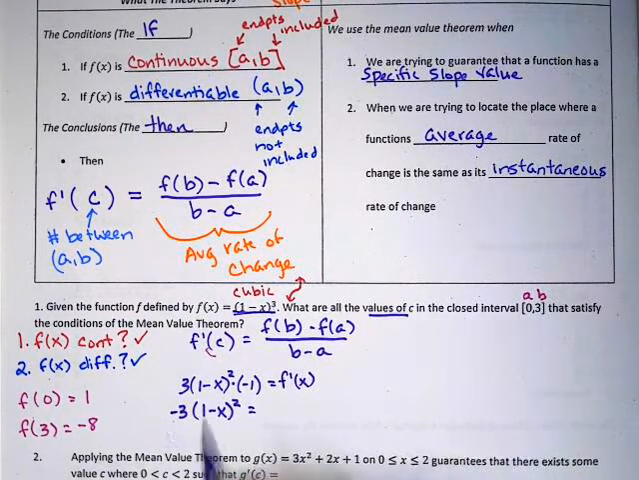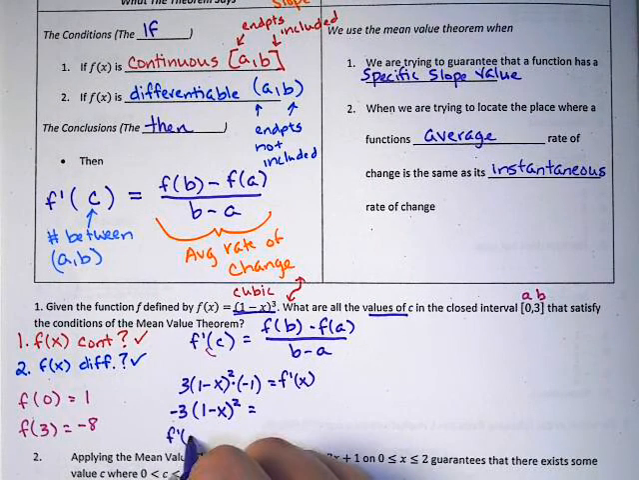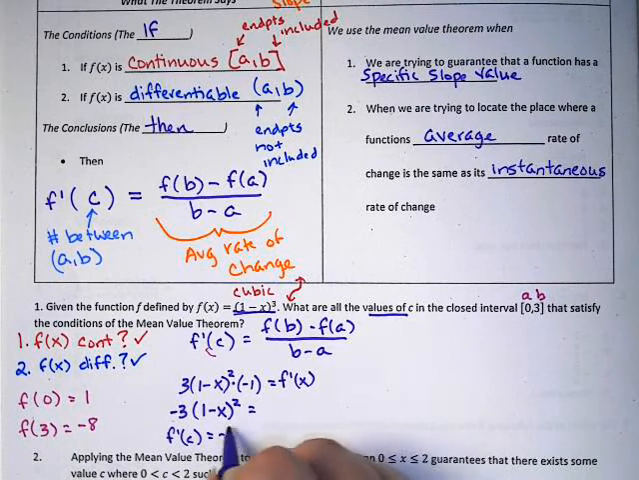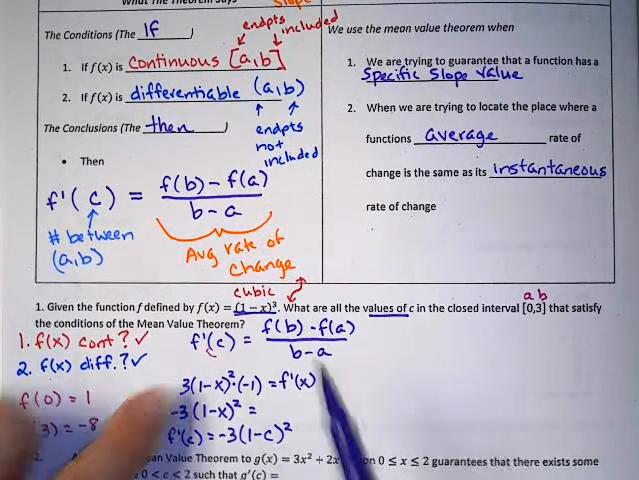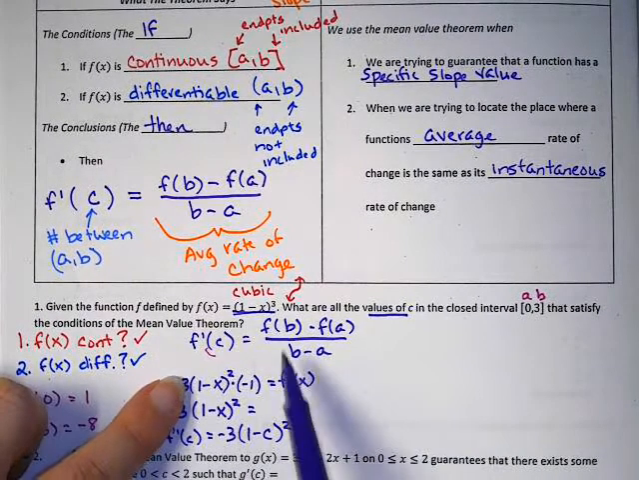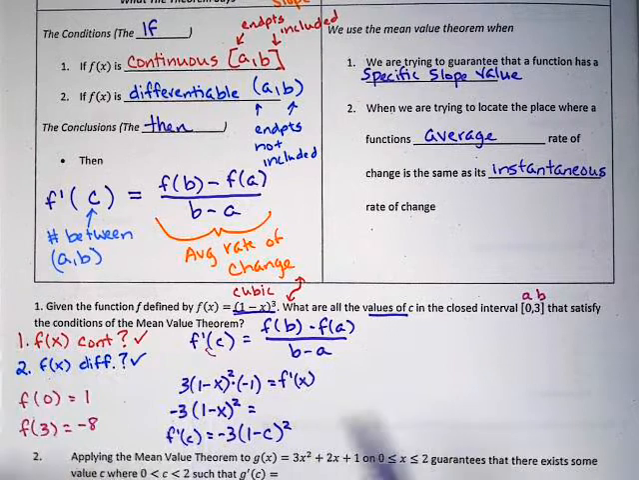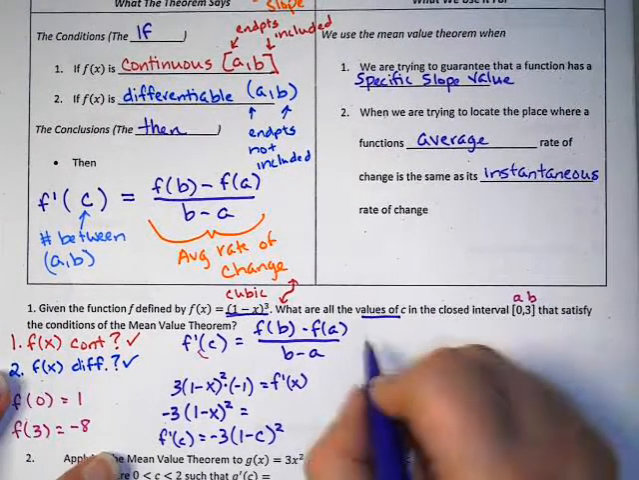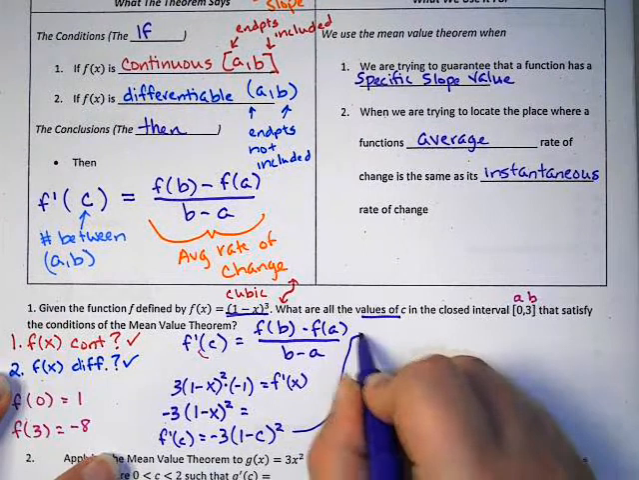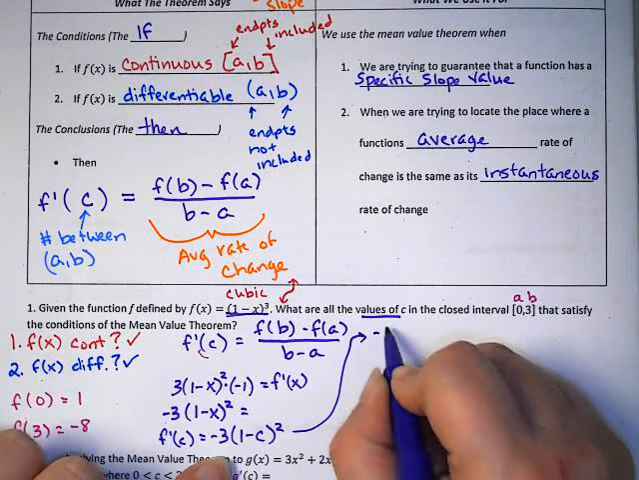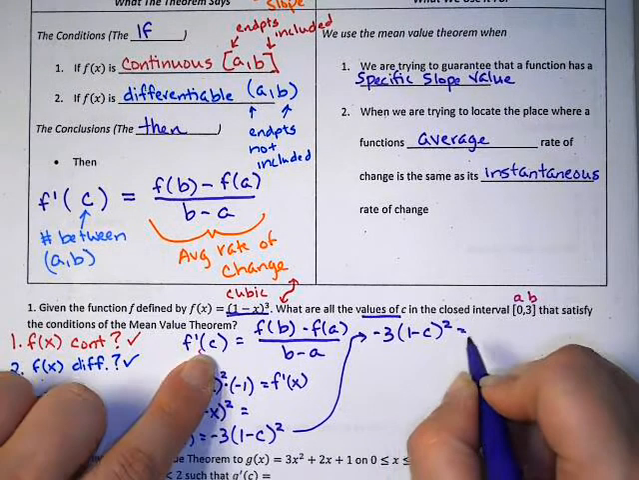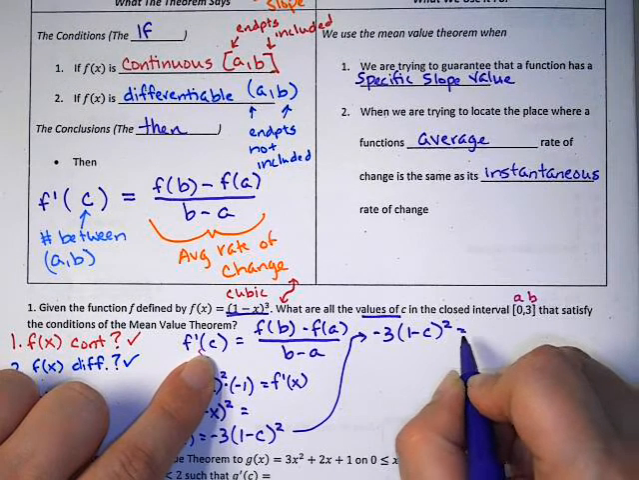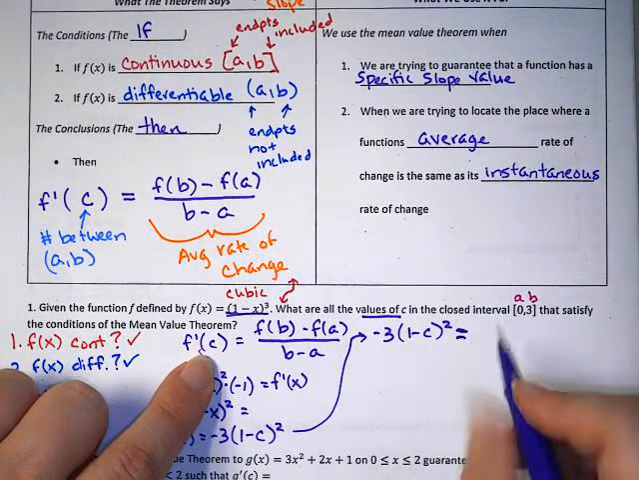Well, if I want to do f prime of c, that means it's just negative 3 times 1 minus c squared. And now I have all of the pieces that I need in order to plug into my formula here for the mean value theorem. So I'm going to get negative 3 times 1 minus c squared. That's my f prime of c. And that has to equal my average rate of change over the interval.